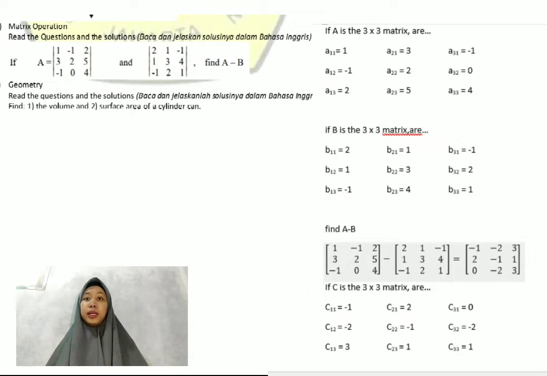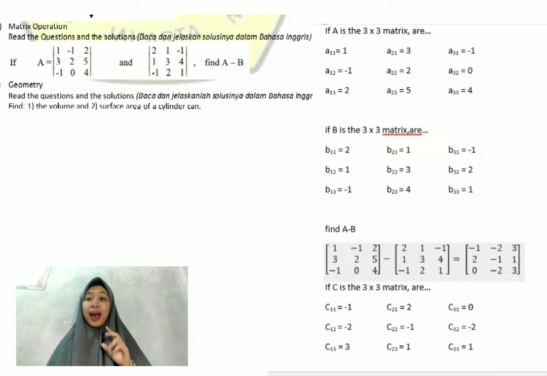And the matrix B, if B is the 3 times 3 matrix, B subscript 1,1 equals 2, B subscript 1,2 equals 1, B subscript 1,3 equals minus 1, B subscript 2,1 equals 1, B subscript 2,2 equals 3, B subscript 2,3 equals 4, B subscript 3,1 equals minus 1, B subscript 3,2 equals 2, B subscript 3,3 equals 1.